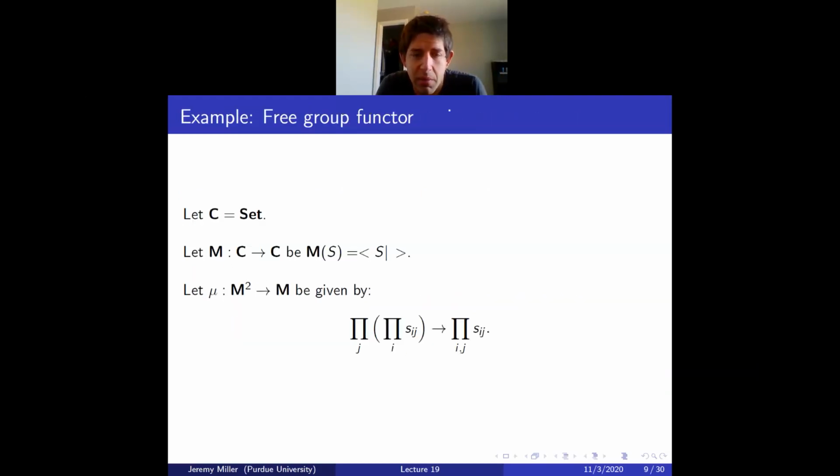Okay, and you can do the same thing. It doesn't need to be abelian. You can do the same thing for the free group functor. You send S to the free group on the set S. This is my notation for the group with generators S and no relations. And what's multiplication? You have a formal product of formal products of elements in S, and you just multiply everything. I should have been careful about order, but if you write it down, it will be clear what the order should be on this product.